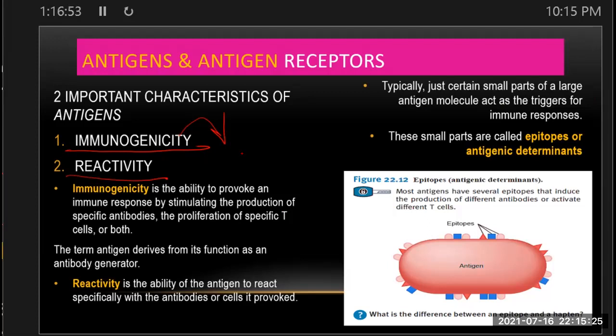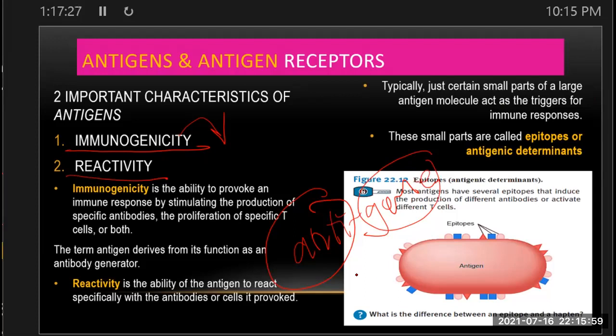The term antigen derives from its function as an antibody generator. Take note, antigen: anti-body generator. So in the presence of your antigen, antibodies are generated. See, there's a sense in that. Next, reactivity is the ability of the antigen to react specifically with the antibodies or cells it provokes. So there is this specificity.